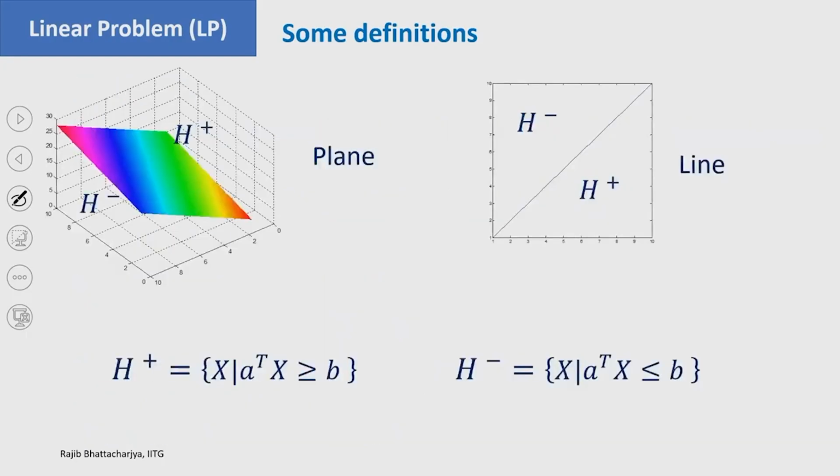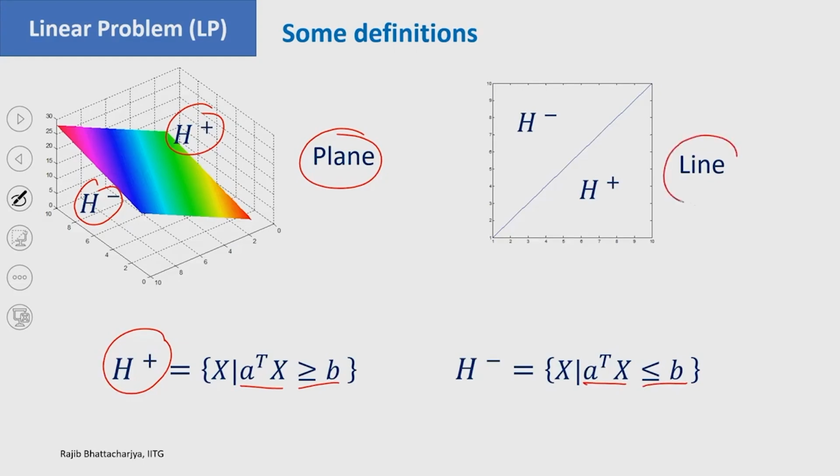Now, I have shown a hyperplane in 3 dimensional space. So, this is a plane, as I said, and I can say that this is H positive and this is H negative. H positive is a transpose x greater than b, and H negative is a transpose x less than b, and this is in the case of a line. So, this is H negative and this is H positive.